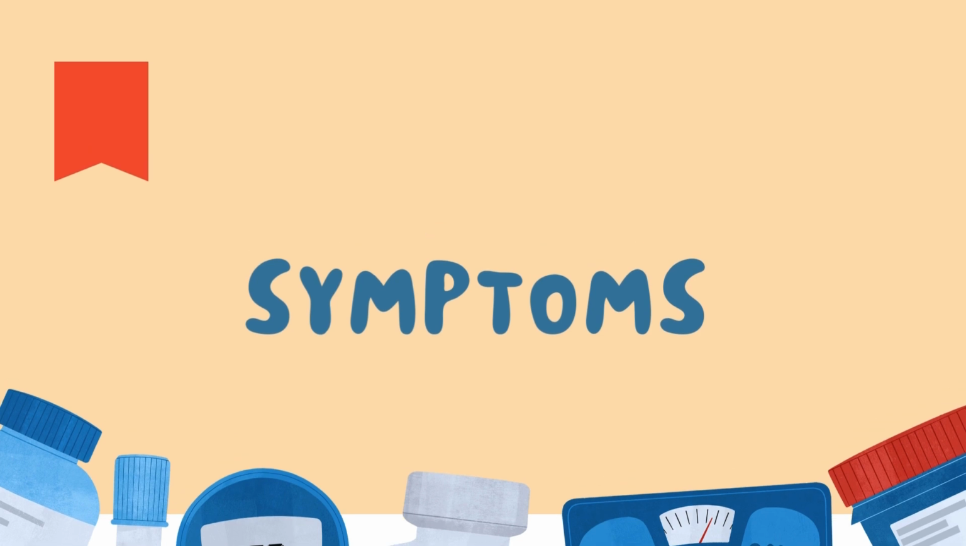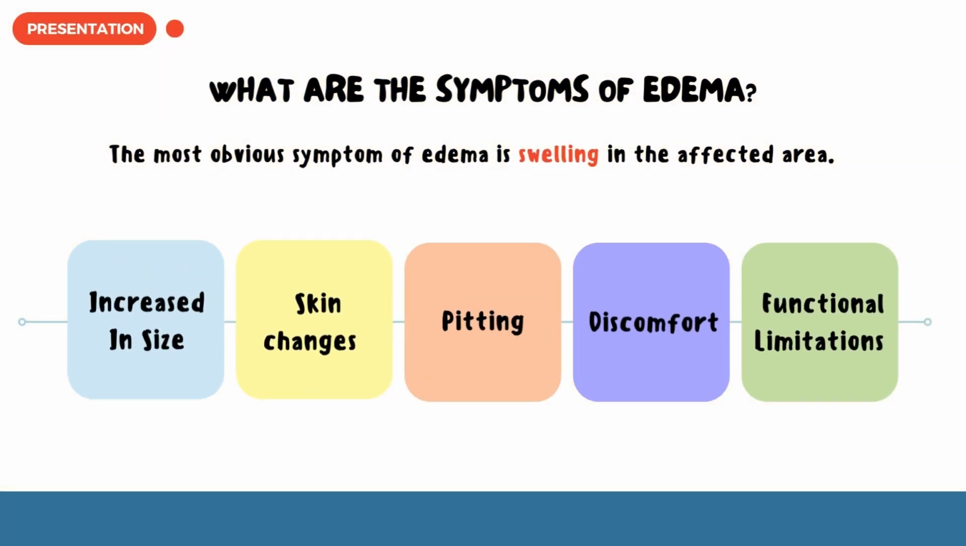Symptoms. What are the symptoms of edema? The most obvious symptom of edema is swelling in the affected area. This swelling can manifest in several ways. First, the increased size. The affected body part is noticeably larger than usual. Second, skin changes. The skin over the swollen area may appear stretched, shiny, and tight.